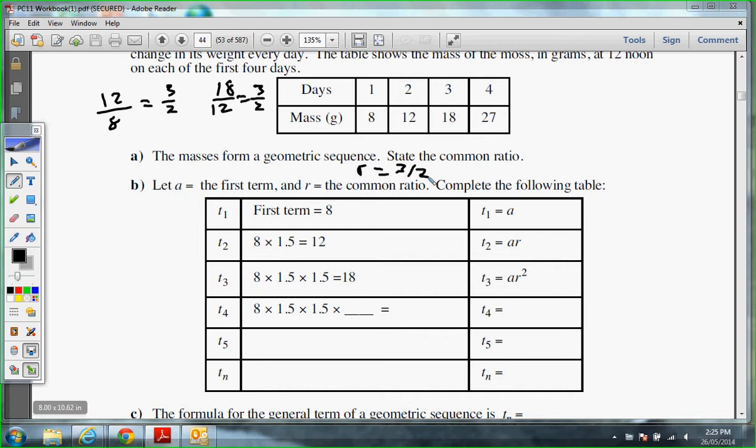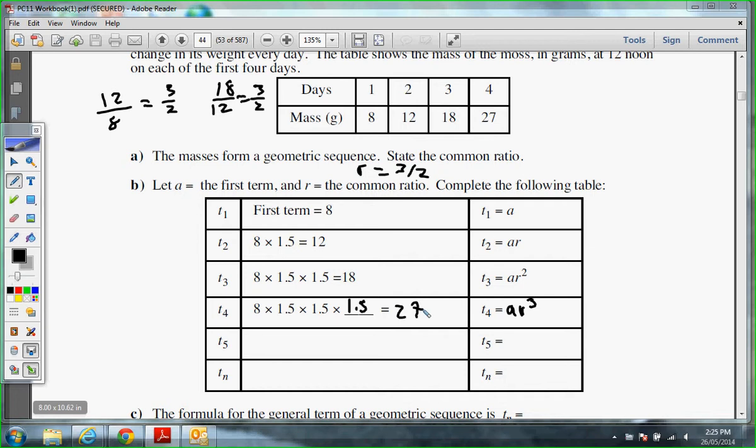A times 1.5 is 12, T2 is AR, so we're just going to keep going here. So it's going to be 1.5 times 1.5, that's going to be AR cubed, and it equals 27. Now it's R cubed because think about it, every time you're multiplying by 1.5 again and again, so we need to use exponents for this.